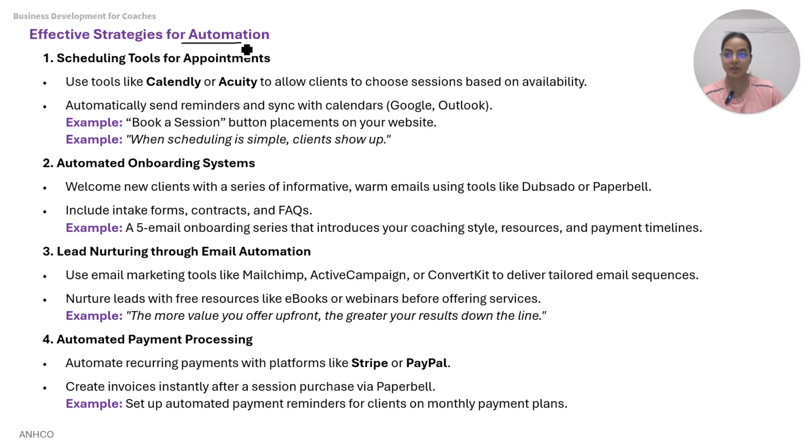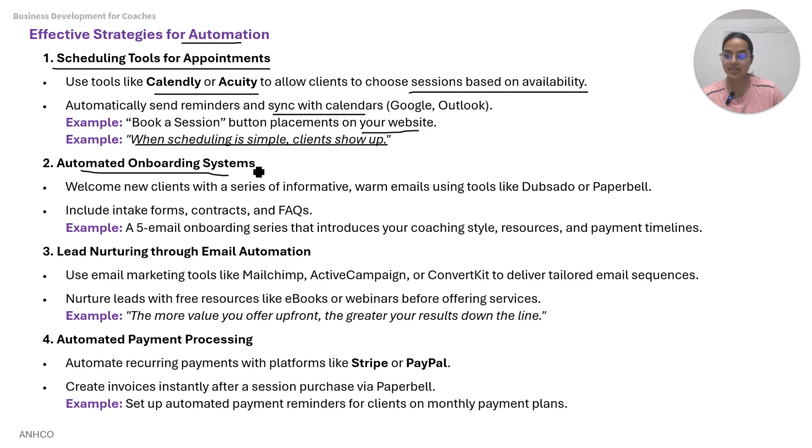Effective strategies for automation. Number one, scheduling tools for appointments. Use tools like Calendly or Acuity to allow clients to choose sessions based on availability. You can automatically send reminders and sync with calendars, which is Google and Outlook. Example, book a session button placements on your website. And example, when scheduling is simple, clients show up.